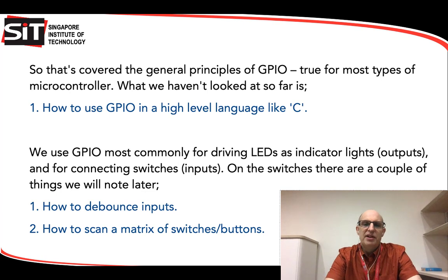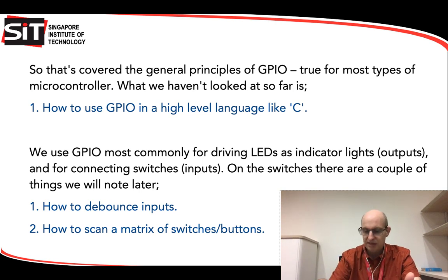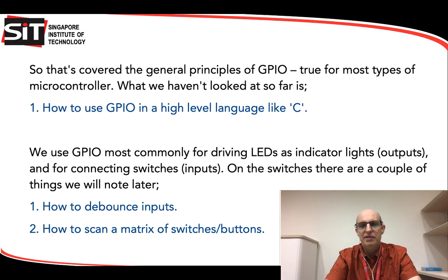So we covered the general principles of GPIO. There's a lot of things that we haven't really talked about. I think we haven't talked about using it much in a high-level language. It's a little easier in a high-level language, but it's necessary to know what's going on. It's necessary to know the low-level stuff as well. GPIO is almost always used for driving LEDs as indicator lights, often when you press buttons and so on. But when we talk about switches and buttons, there are two little topics here we haven't discussed. I think they're important ones to think about later.